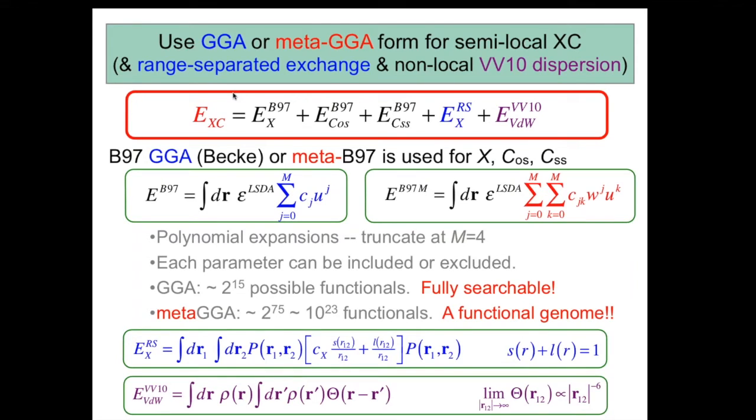Then in purple is the non-local correlation, also an integral over 2 spatial coordinates, because dispersion really is a correlated fluctuation between the density at one point r and a second point r prime. And the VV10 functional builds this in through a 6-dimensional quadrature and includes a kernel, capital theta here, whose asymptotic distance dependence is r to the minus 6 to capture dispersion. So those are the building blocks, and that's why these functionals are capable of being great for non-covalent interactions.